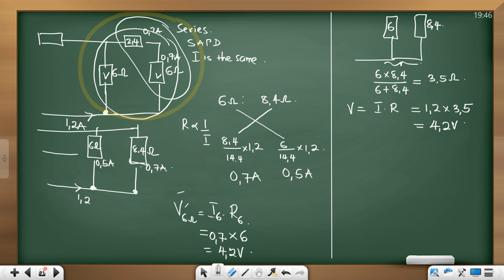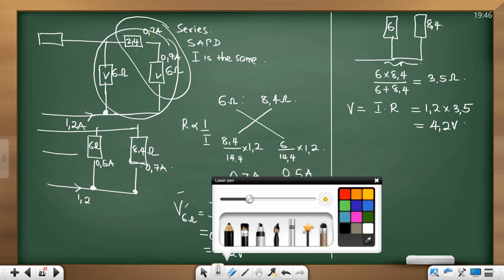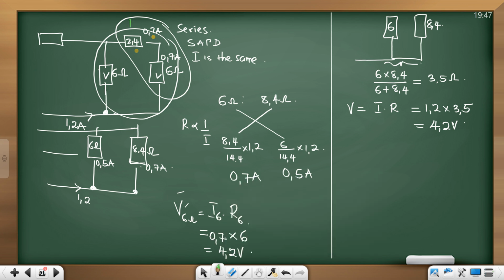Let me show you something quickly. Get a calculator. What is 2.4 times 0.7? 0.7 times 2.4. All right, so the voltage here is 1.68 volts. Now, what is 0.7 times 6? 4.2.